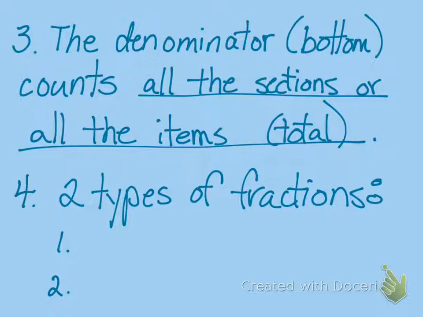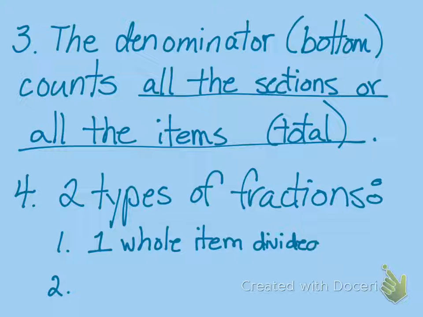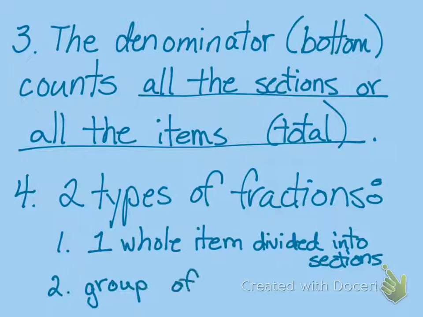Okay, one type of fraction is where you have one whole item, chocolate bar, pizza, candy, whatever, divided into sections. So if you had the word sections down there, or if you had one thing that's chopped up into pieces, something like that. The second is when you have a group of items. And those could be all different sorts of things, food, toys, clothing, whatever.